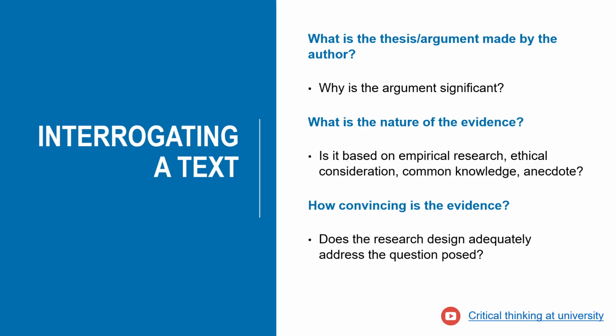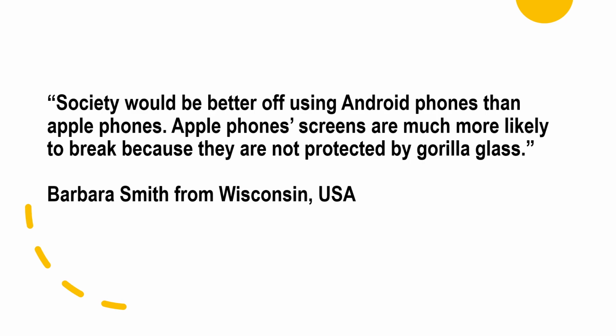So when you are reading and you want to read critically, what you want to do is start to interrogate the text rather than just start from the beginning and read all the way through and just highlight everything or just accept everything you read. What you want to do is think about what is the argument being made, what is the evidence the person has for this argument, and how convincing do you find this argument? So to give you an example, let's say I'm writing an assignment about whether Android phones or Apple phones are the best type of phones for society.